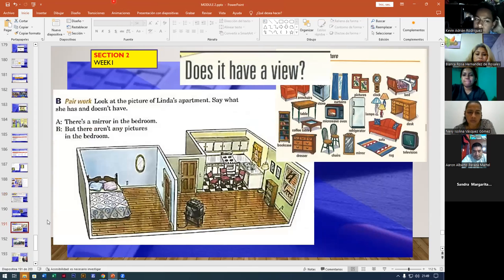Let's continue. This will be about section two. It was about apartments, it was about houses, and we can use there is and there are for existence. It says, look at the picture of Linda's apartment. Say what she has and doesn't have. We have an example. There's a mirror in the bedroom, but there aren't any pictures in the bedroom. Kevin, give us another example. Describe it. Use there is, there are.